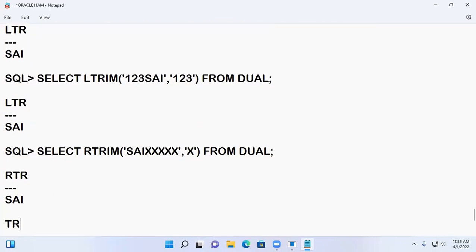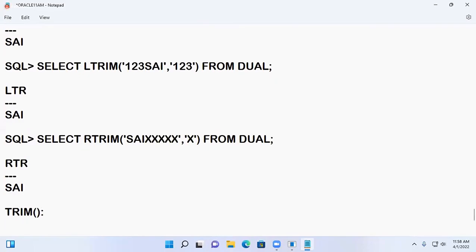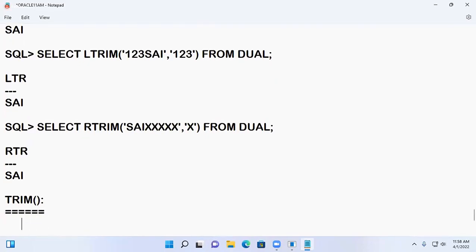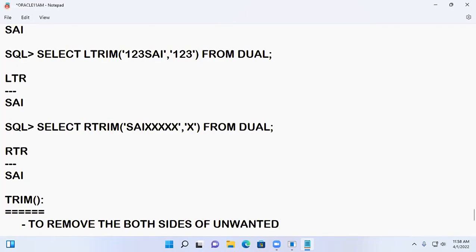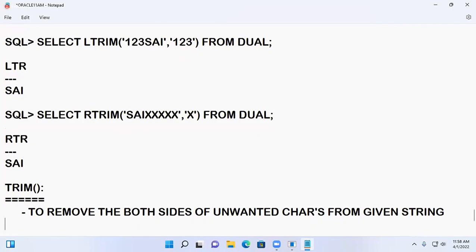Okay, and the next one. So the next function is called trim. So this function, guys, it's a combination of left and right, to remove unwanted characters from both sides of a given string expression.